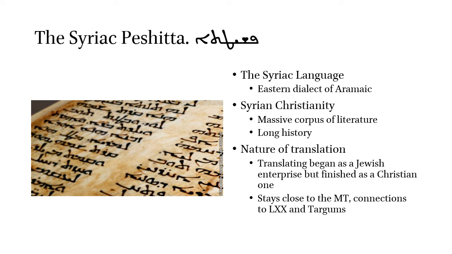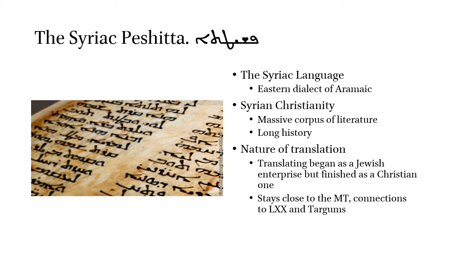There are some connections to the Septuagint and to the Targums. That is to say, sometimes people think the Peshitta was influenced by the Septuagint. Syriac and Greek have a long history of interacting with each other. Aristotle was preserved in Greek, and then he ended up in Arabic. I'm not sure if you've heard of Aristotle being preserved in Arabic, but it's an important piece of history. Before it ended up in Arabic, it went through Syriac.